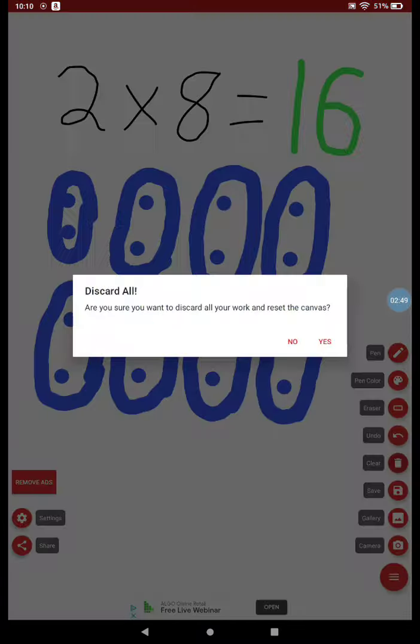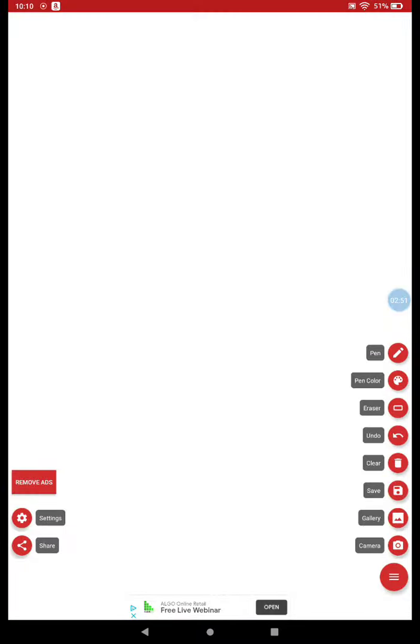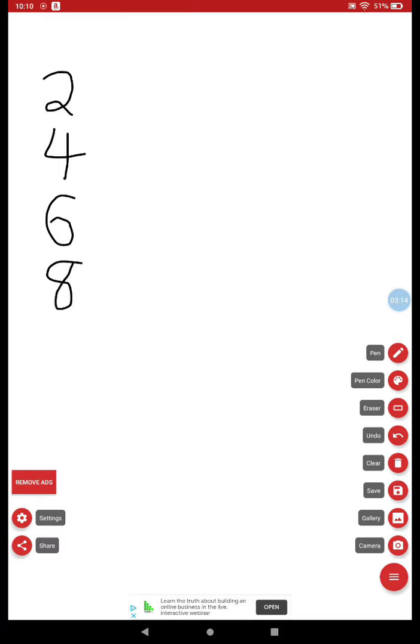All right. Another way to help me is to memorize my times tables. So if I have 2 times 2 is 4. Let's count by 2s. 2, 4, 6, 8, 10.